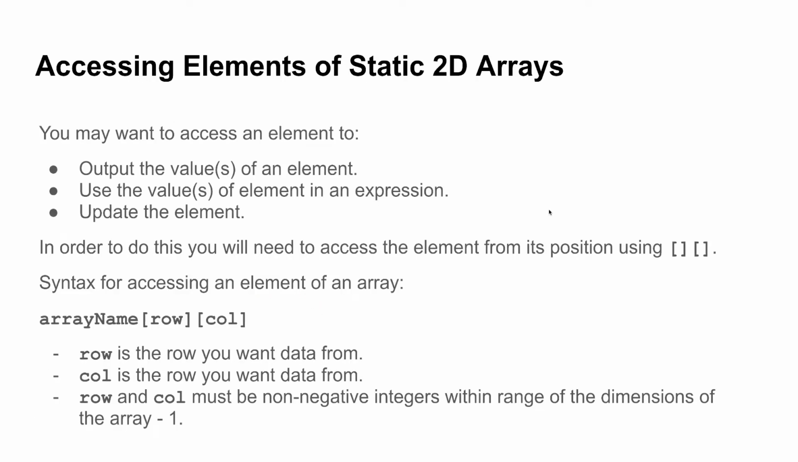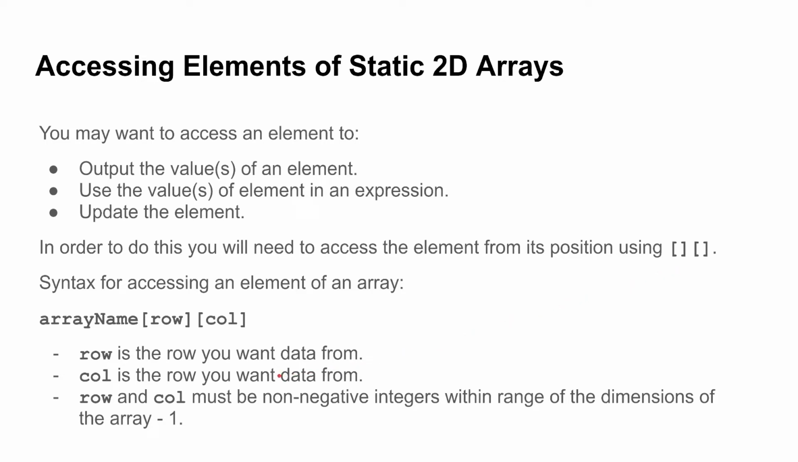Now, let's learn how to access elements of a static two-dimensional array. All of this is the same as with one-dimensional arrays. You may want to access an element of an array to output the value, to use the value, or to update the value of an element. But what is different from one-dimensional arrays is that when you want to do this, instead of only using one bracket, you are going to use two brackets.